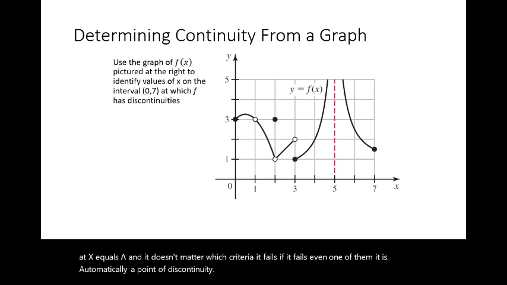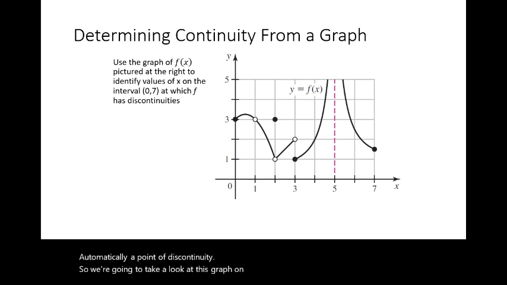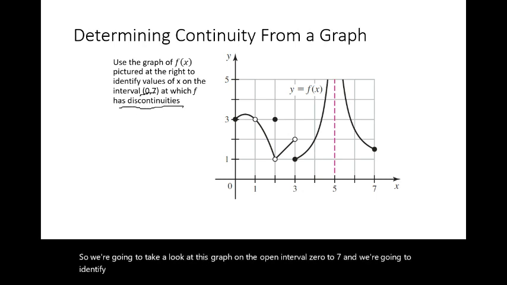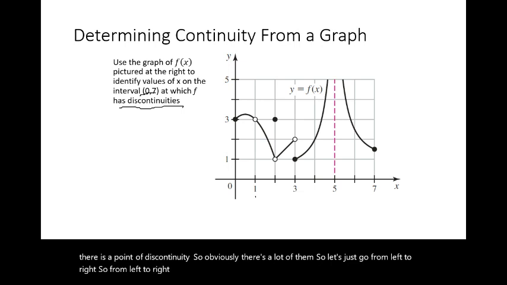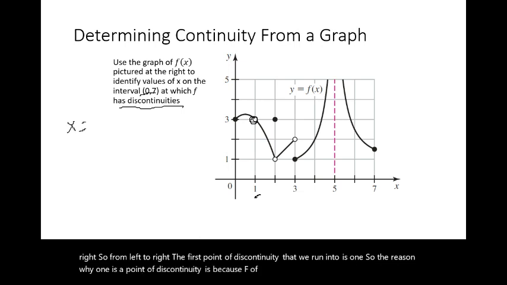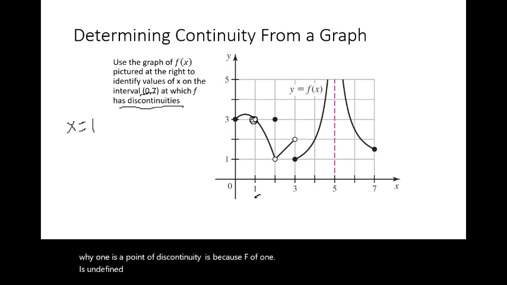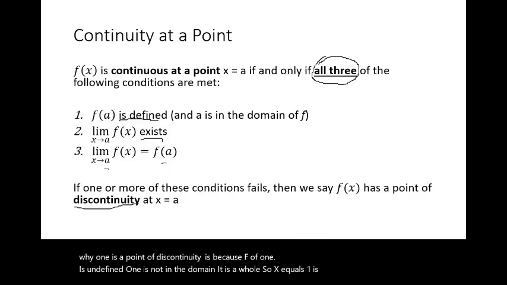So we're going to take a look at this graph on the open interval 0 to 7. And we're going to identify the values where f has a discontinuity. And more importantly, we're going to state why there is a point of discontinuity. So obviously there's a lot of them, so let's just go from left to right. So from left to right, the first point of discontinuity that we run into is 1. So the reason why 1 is a point of discontinuity is because f of 1 is undefined. 1 is not in the domain, it is a hole, so x equals 1 is a point of discontinuity because it fails that first condition.